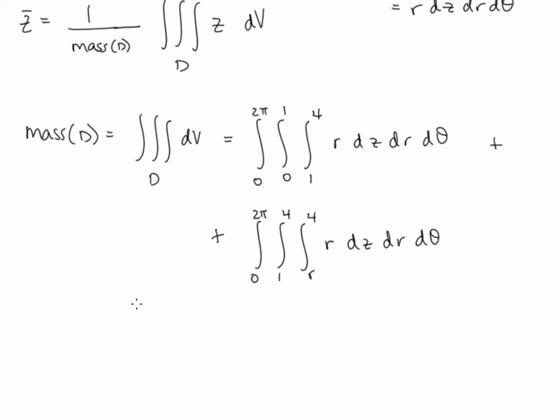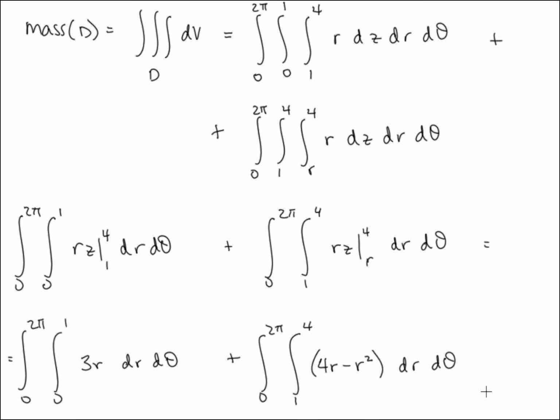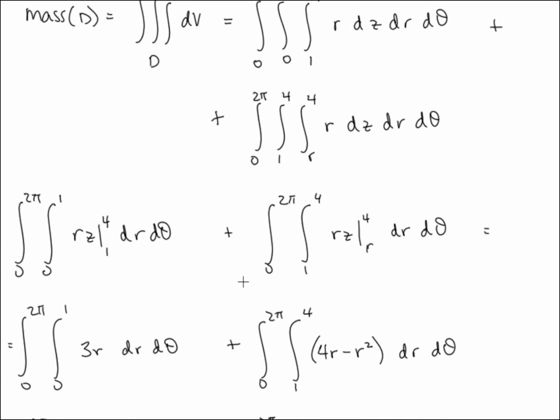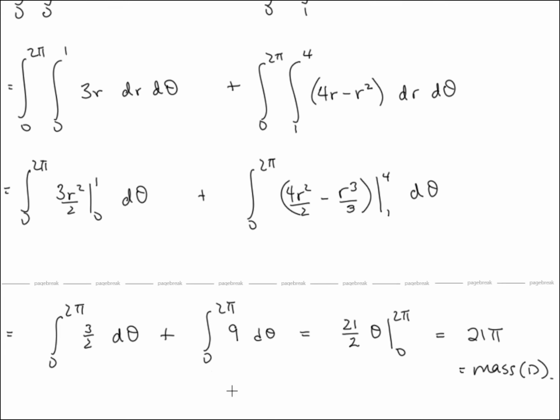So let's compute. Integrating on z, we're here. And then on r, and then on theta, we get 21 pi as the mass of the solid.